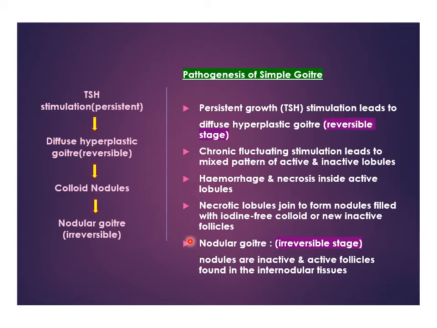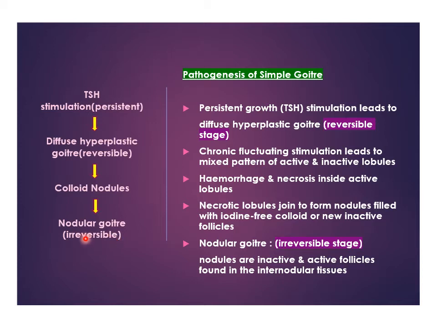Okay, now this is the pathway. Persistent TSH stimulation causes diffuse hyperplastic goiter, which is reversible. Then, due to the chronic fluctuating stimulation by TSH, thyroid nodules are formed, colloid nodules are formed, and these colloid nodules enlarge. Some of them become necrotic and join together to form multinodular goiter, which consists of active and inactive follicles. In fact, as time goes, more and more follicles become inactive.